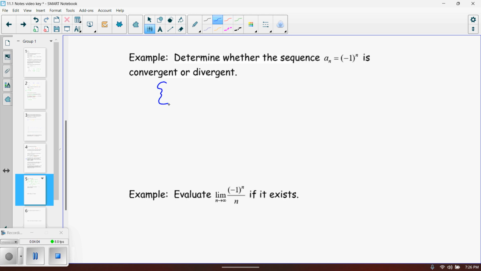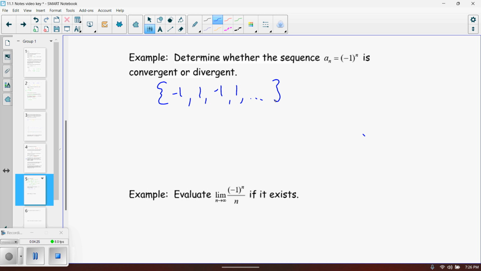If we take the first term, n equals 1, that's -1 to the first power, that's -1. If you plug in 2 for n, we're going to get (-1) squared, which is +1. If we plug in 3 for n, it's now negative. 4 for n, and so on. That pattern is just going to keep repeating. It's going to go back and forth between -1 and 1.